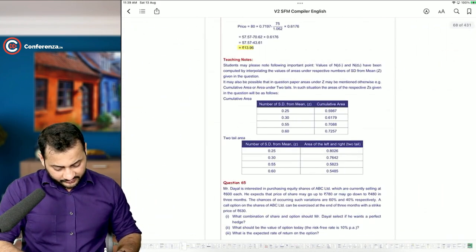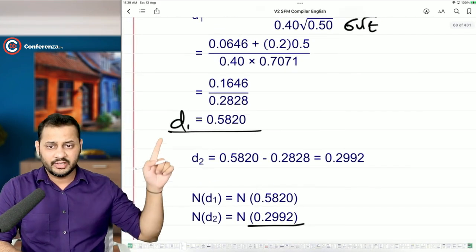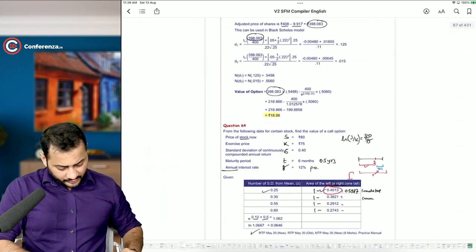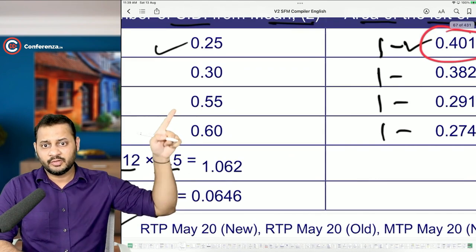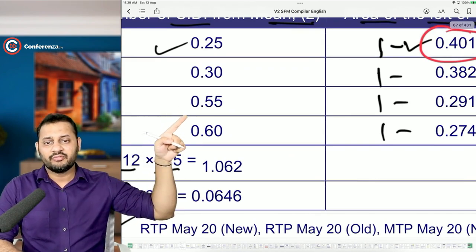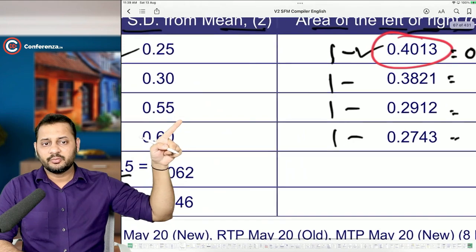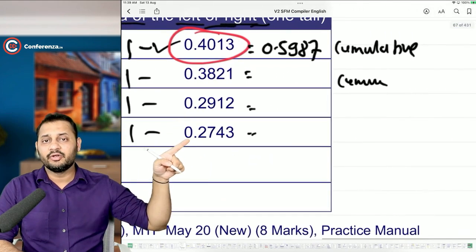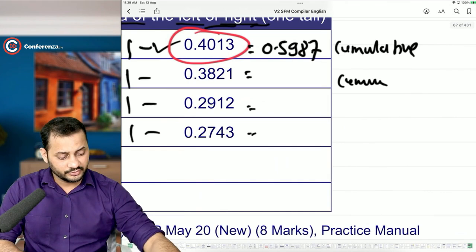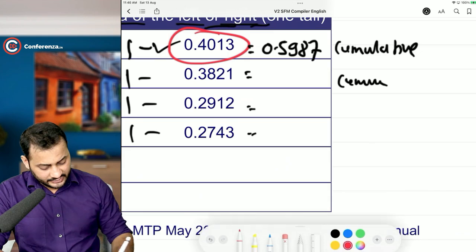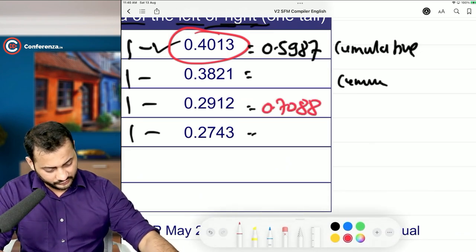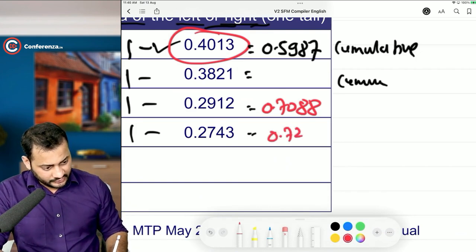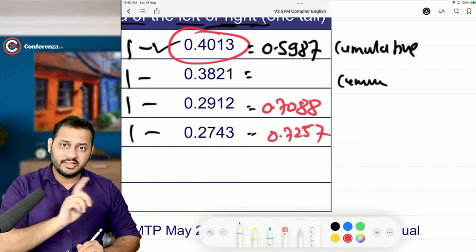You can see that the very first part that you have to calculate is 0.5820, and understand that 0.5820 comes in between these two values. So you will have to interpolate at this 0.55 and 0.60. But don't use 0.29 and 0.27. Use the exact opposite of this: 1 minus 0.2912, that is 0.7088, and 1 minus 0.2743, that is 0.7257, and then interpolate these values.